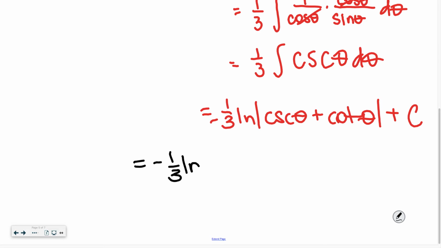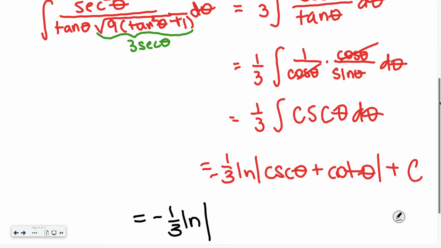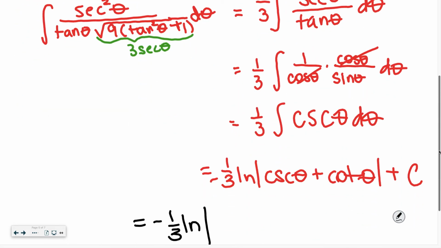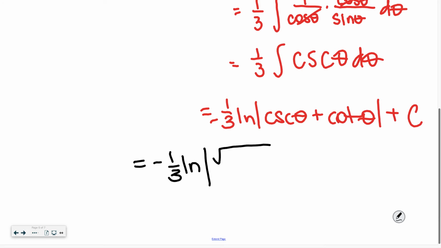Then, in order to get back to x's, come back to your triangle. What's the cosecant ratio? Hypotenuse over opposite. It's negative the natural log of that, plus our cotangent ratio, adjacent over opposite.